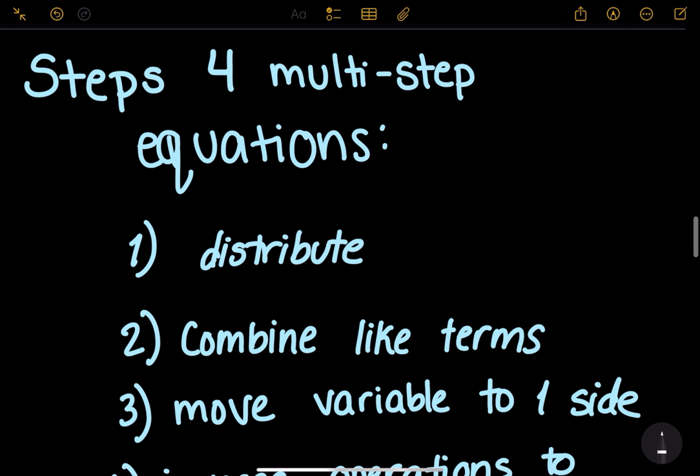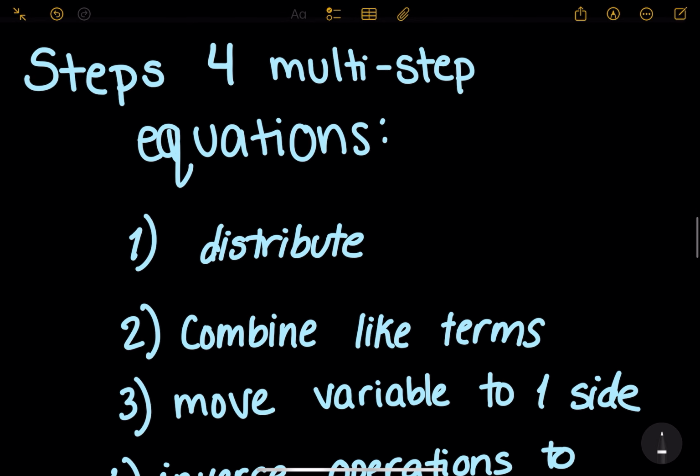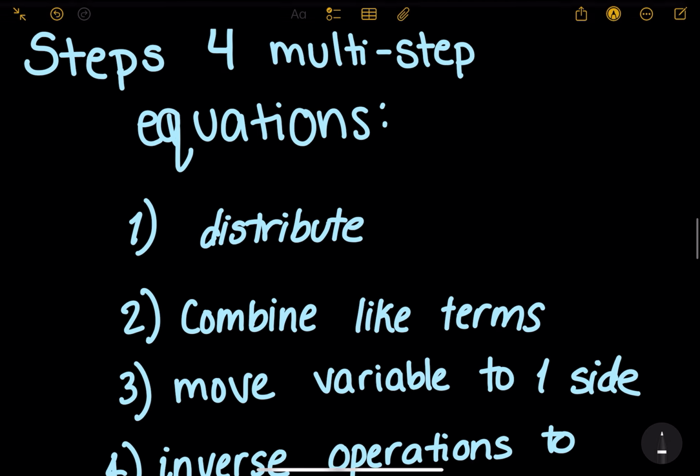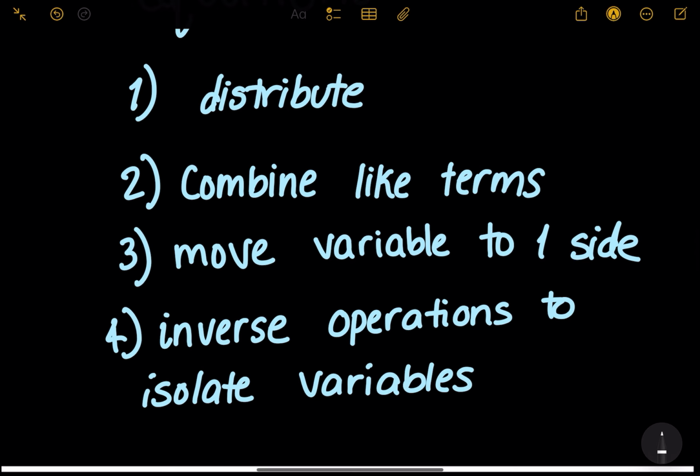Next, we have the steps for multi-step equations. Okay, now we're going on to our Algebra 1 topic. For this one, first you have to distribute, then you have to combine like terms, and then move variables to one side of the equation, and then you do inverse operations to isolate the variables.